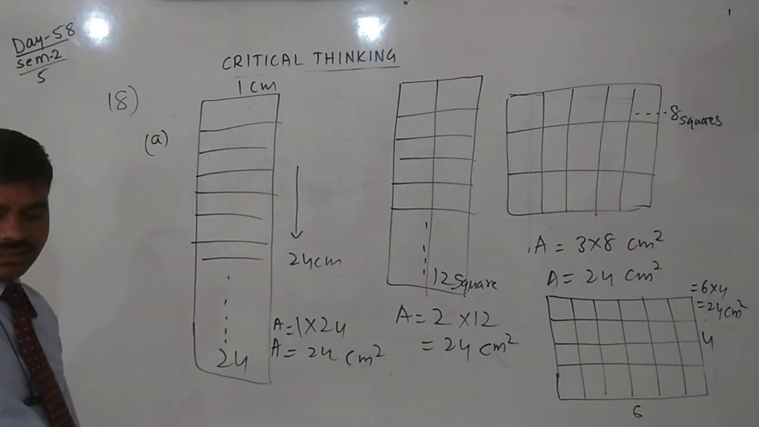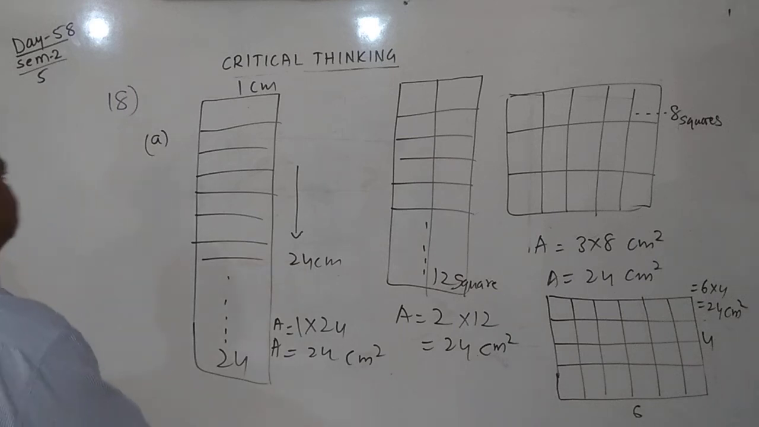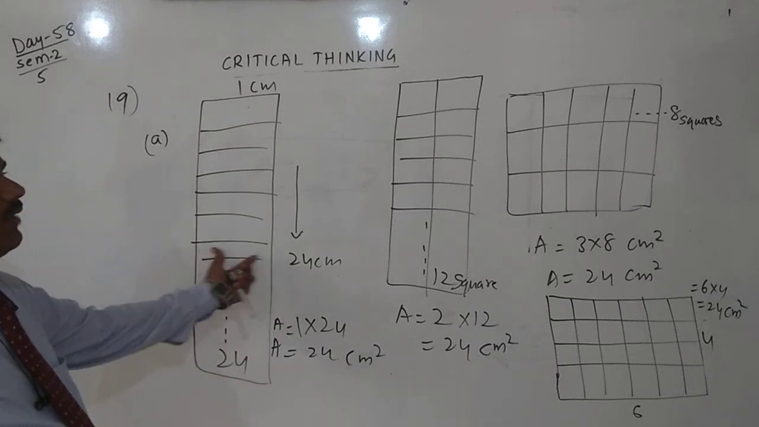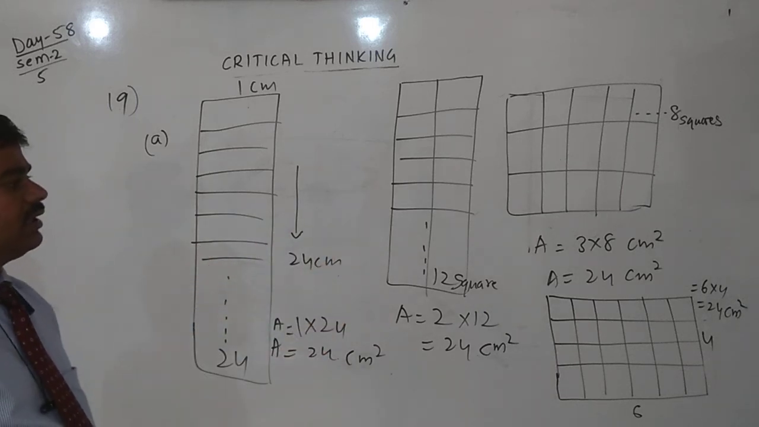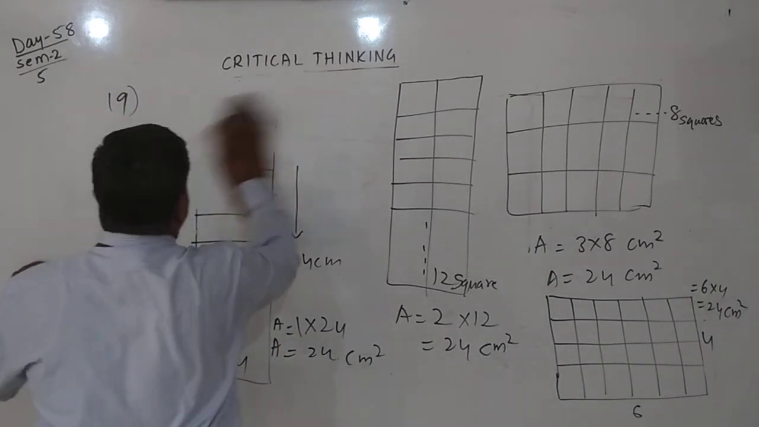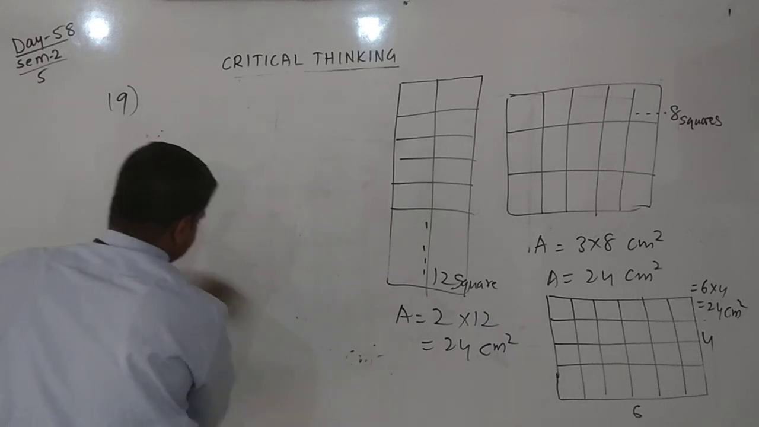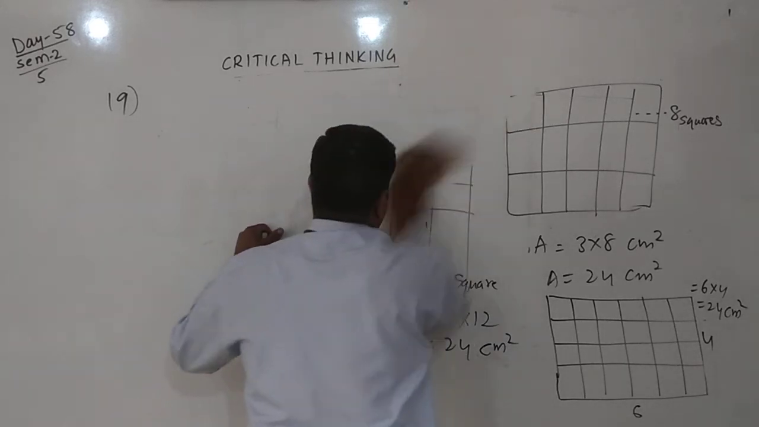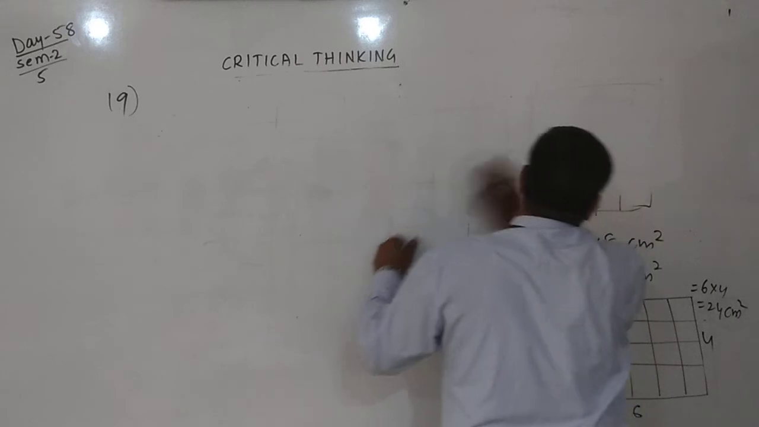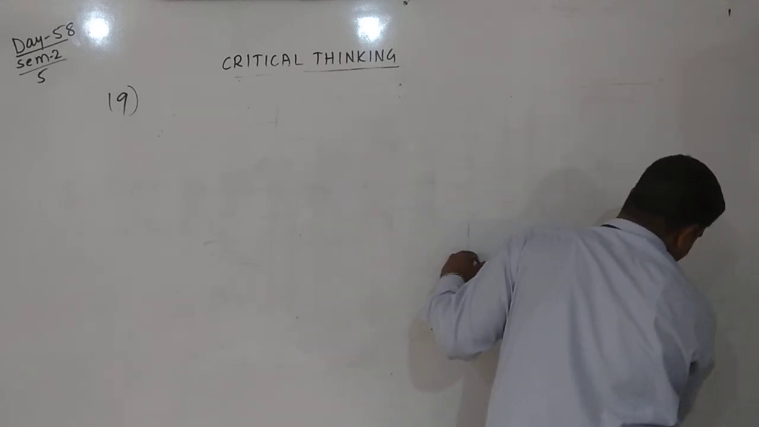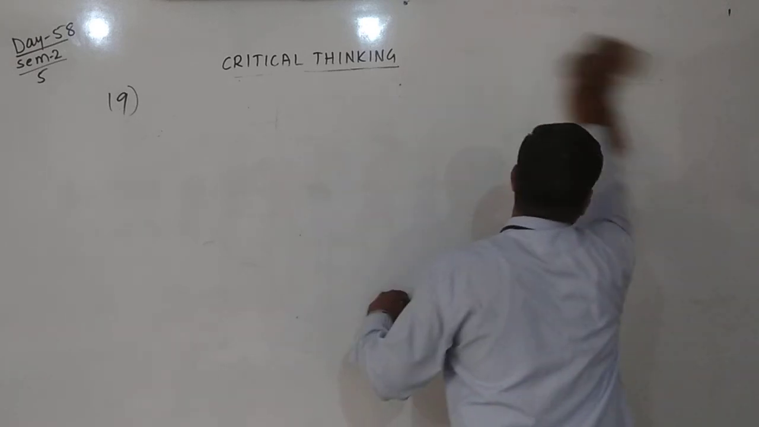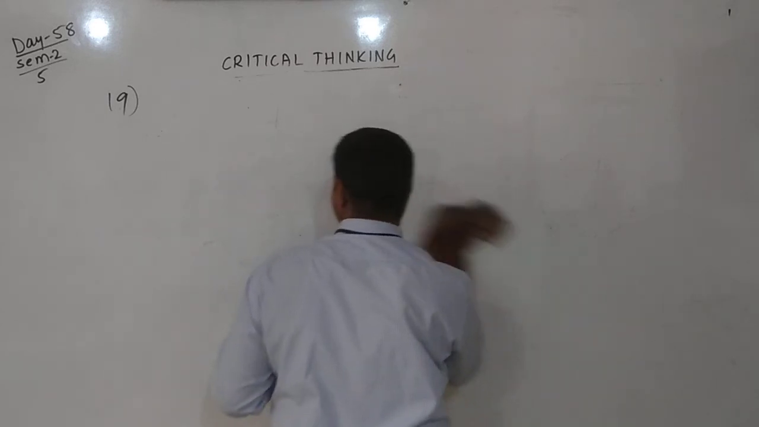This is question number 19. Use the graph paper and draw all these 4 rectangles. After this we have the last question. With this we can finish our syllabus, the total syllabus of 5th standard, total 27 lessons.